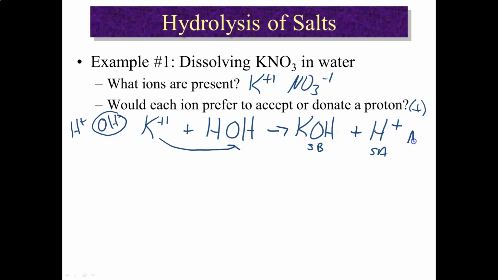So overall, that's a neutral product, right? Strong base, strong acid, cancel out. So the potassium ion is neutral, okay? So the K+1 is a neutral ion.